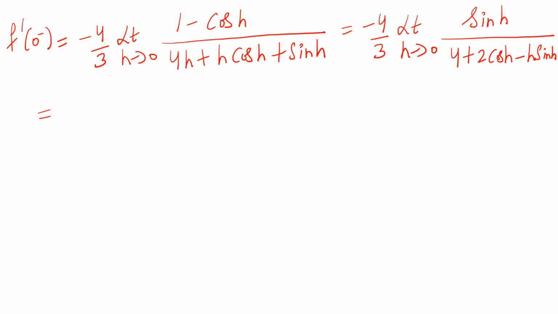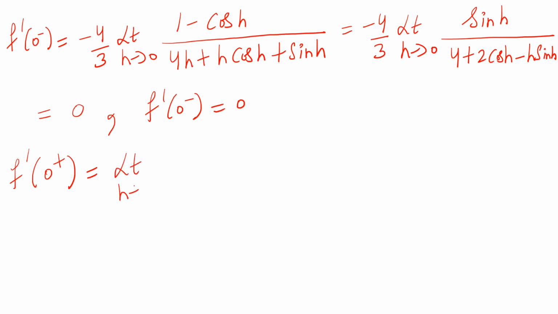Now students, when we put h equal to 0 in this limit, we get minus 4 upon 3 into 0 upon 6, which is just equal to 0. So that means f dash 0 minus is equal to 0. Now we find the right hand derivative at x equal to 0. So f dash 0 plus becomes equal to limit h tending to 0, f of h minus f of 0 whole divided upon h.